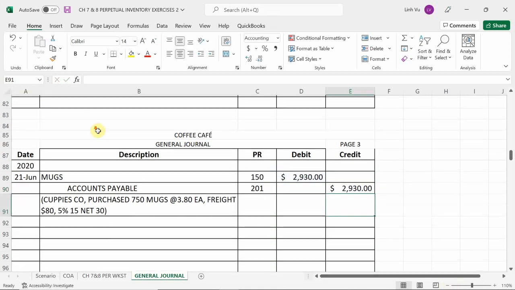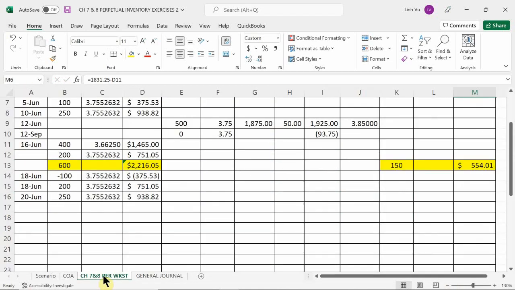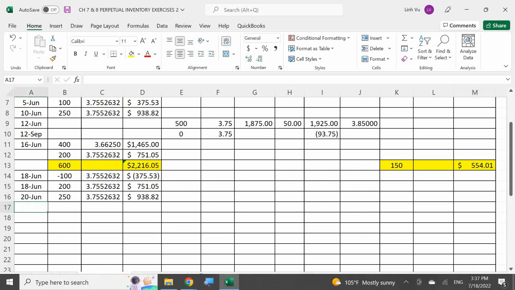All right. So now that I have that, let's go ahead and plug in my technically third batch of inventory, right? Because we're on the 21st. So I purchased 750 units at $3.80, with a freight of 80.